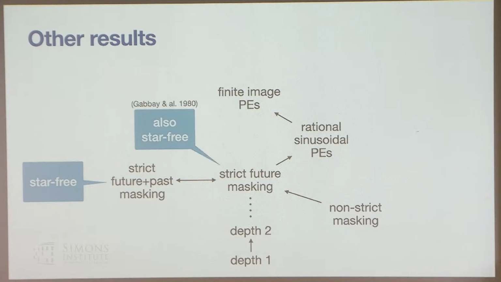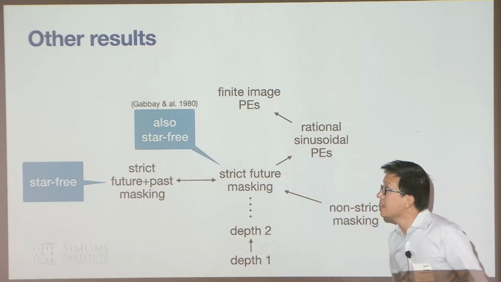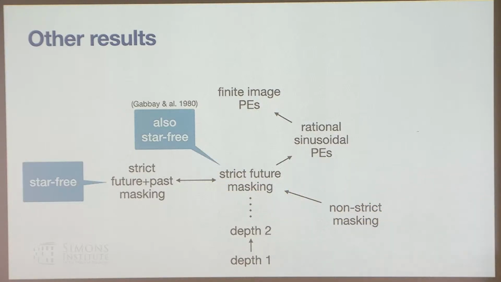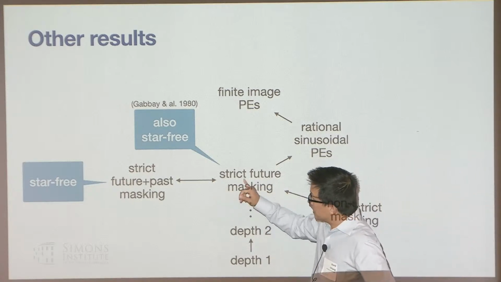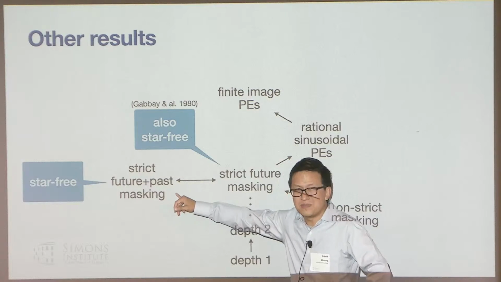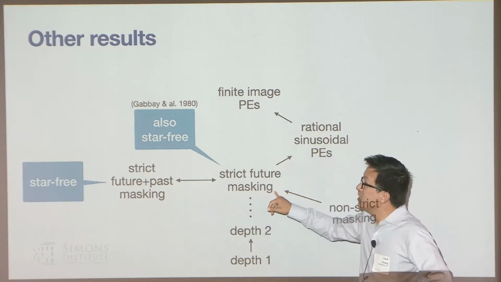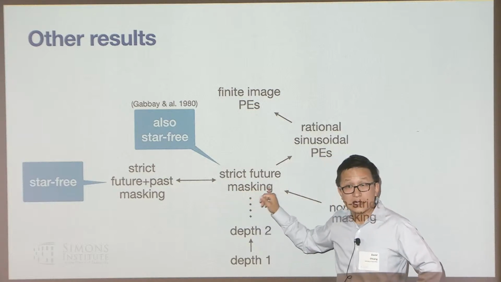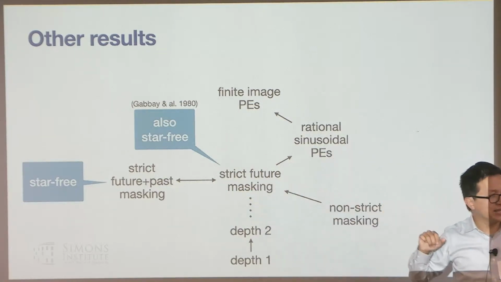So now we can start leveraging results from the logic literature. There's a paper from 1980 by Gabbay et al. that says that LTL with since and until is equivalent to LTL with just since. I think there's a large blowup involved in the translation, but they have the same expressive power. So that corresponds exactly to the presence or absence of past masking. Maybe you've never heard of past masking before. Nobody ever uses it in practice. This is what people use in practice. So we have that these two transformers have the same expressive power, because of something that someone proved in 1980.